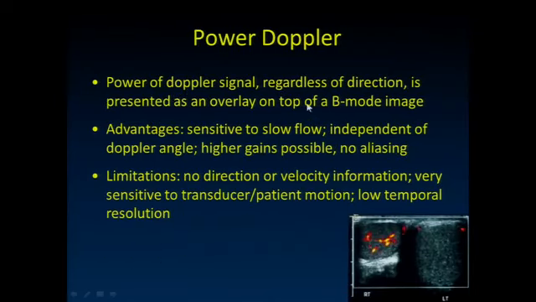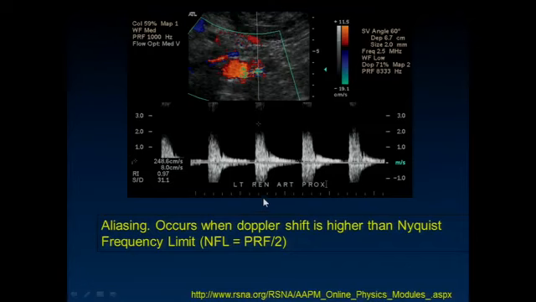With power Doppler, we get a good signal regardless of the direction of the flow. And it's typically presented as this kind of hot iron overlay of the B mode image. And it's very sensitive to low flow. It's independent of the Doppler angle, so higher gains are possible, and there's no aliasing there. But the limitation being, there's no direction or velocity information obtained from that. Very sensitive to transducer or patient motion. And again, we've got that low temporal resolution.